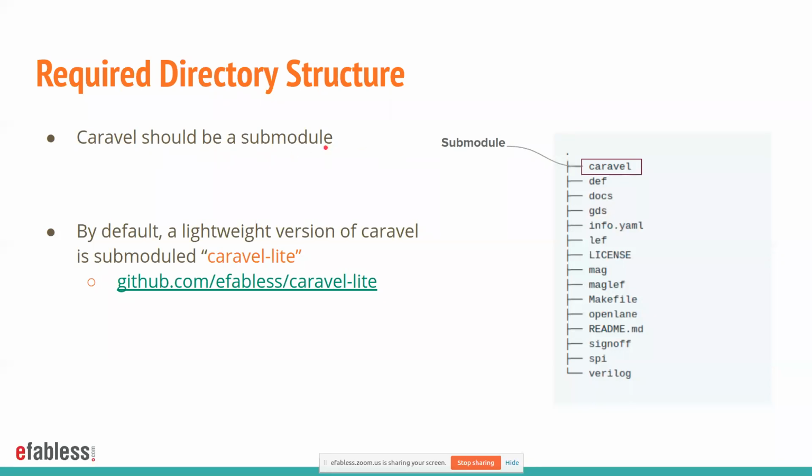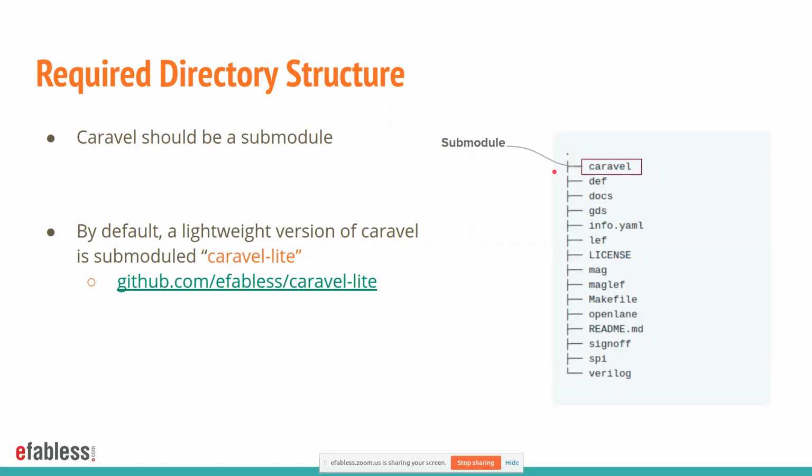The first highlight about the structure is that you need to have the Caravel repo itself as a submodule in your user project. And this is mainly because you will need Caravel in your design iteration, like for example, in running the full chip simulation or getting the OpenLane configuration for the pin location and pin sizes. So you will need to have the Caravel repo submodules in your user project.